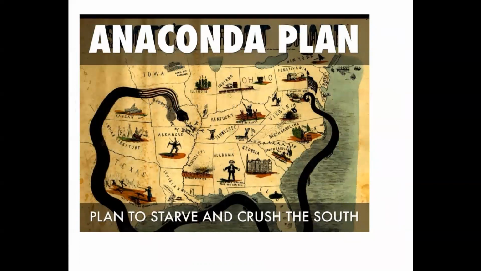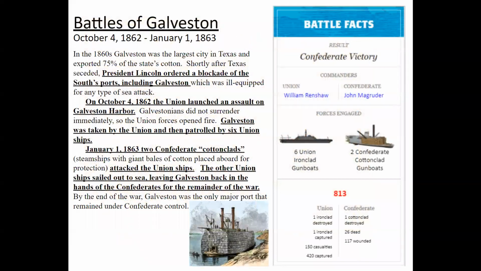If you kind of remember, the North thought that this war would last only a few years, but it ended up lasting 4 years and causing a lot of damage and bringing forth a lot of casualties to both the Union and the South, or the Confederate side. So that's the whole point of the Anaconda Plan. So Texas is definitely affected by the Anaconda Plan, and we're going to take a look at this with the Battle of Galveston.